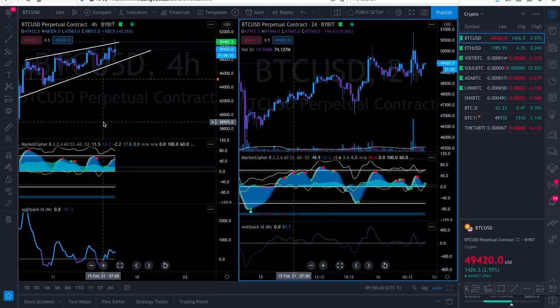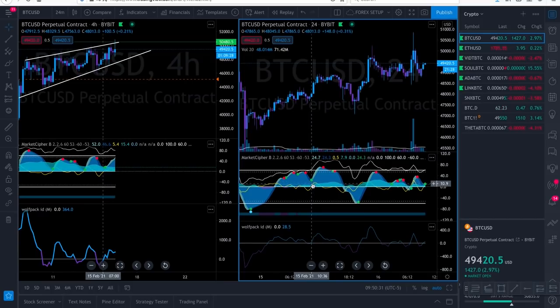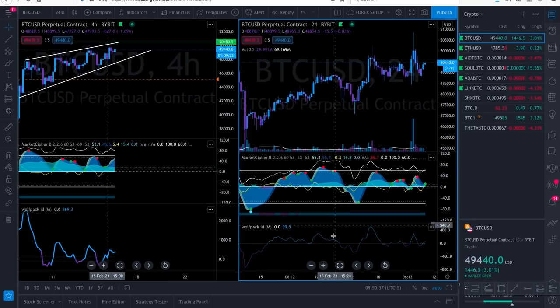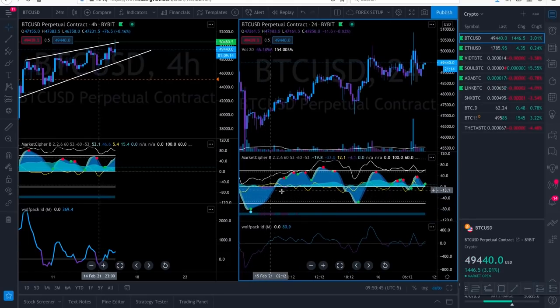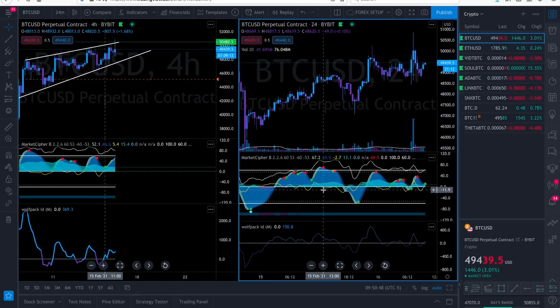Because when I got this green dot right here on the 4-hour, I had already missed a green dot entry on the 24-minute, and my next green dot would have been right here, but my Wolfpack ID had not crossed over from the zero line. It was actually heading on its way down. And another thing is that the money flow index was already in the blue on the 24-minute. So there were some of my rules that were not met for this trade.